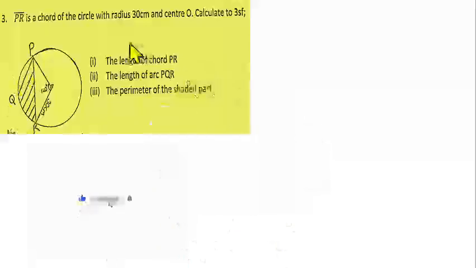Question number 3 is from plane mensuration. You are told that PR is a chord. Line PR is a chord of a circle with a radius of 30 centimeters, and center O. Calculate to 3 significant figures the length of chord PR. So PR is a chord, then this angle is 120 degrees, and this side is the radius, 30 centimeters. We have to find the length of the chord.